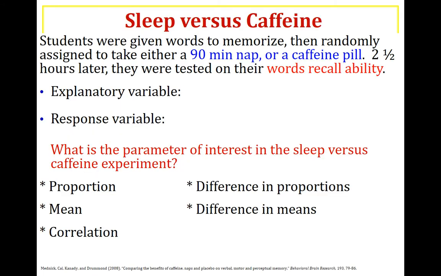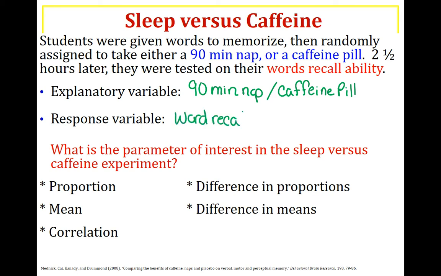It says sleep versus caffeine. Students were assigned words to memorize and they were randomly assigned to take either a 90-minute nap or a caffeine pill. That statement right there, they were assigned to do something, that is our explanatory variable. So a 90-minute nap or a caffeine pill. That is what is being explained in your explanatory. What is the response? Well, the response is going to be the word recall. How many words did you recall when you did this?